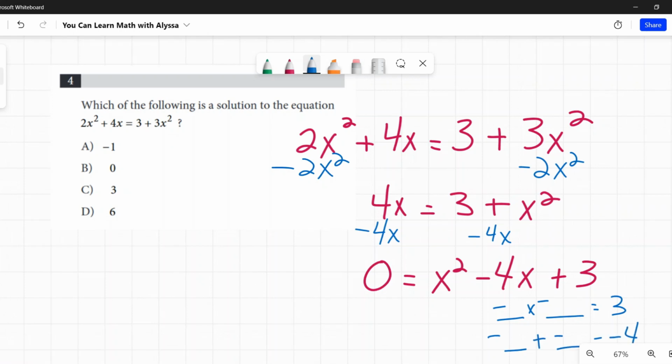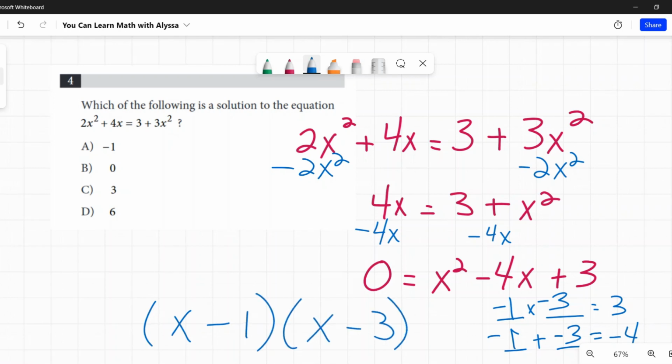Well, this one is a little easier because 3 is prime. The only 2 numbers that multiply to 3 would be positive 1 and positive 3, or negative 1 and negative 3. So here I know these are negative 1 and negative 3. And yes, that does work. Negative 1 plus negative 3 is negative 4. So I know I can factor this as x minus 1 times x minus 3 equals 0.